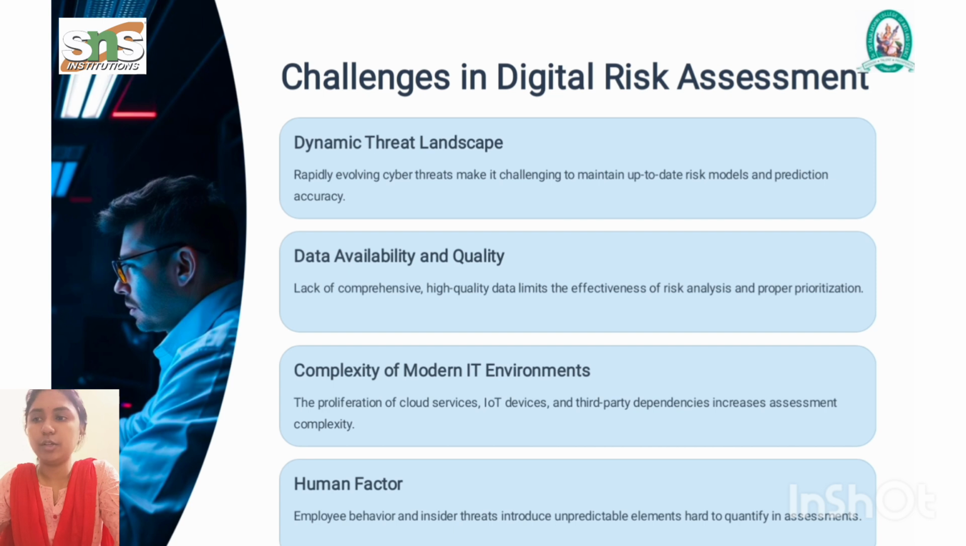Data availability and quality: the lack of comprehensive and high-quality data means the quality of data is decreased, which affects prioritization. So it comes under data availability and quality. Complexity of the modern IT environment is because of cloud servers, IoT devices, and increasing third-party dependencies. So it faces certain challenges in the complexity of the modern IT environment.